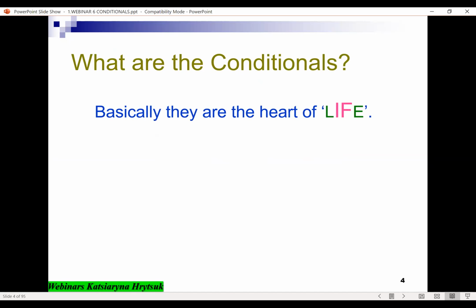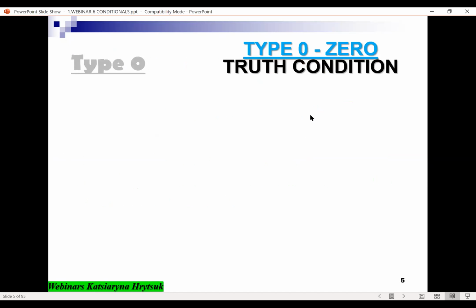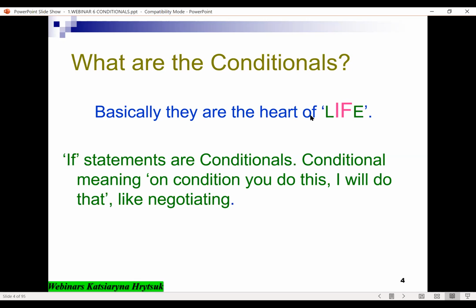So what are the conditionals? Basically, they are the heart of the word life. Do you see here, life? It's like if. So it's the heart of this word. And these if statements are usually conditionals. It's not only if, it can be when, as soon as, but today I will talk about if mostly. Okay, so it's like negotiation. On condition you do this, we will have that.